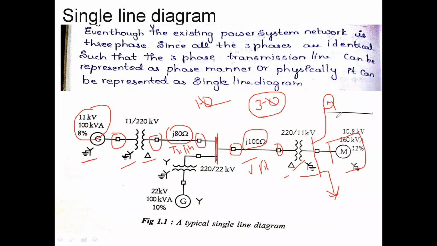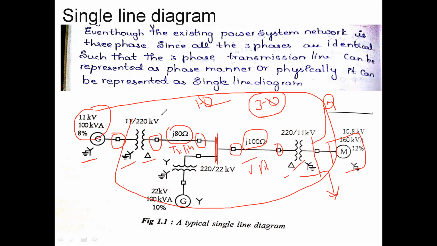Therefore this is how we draw it. In the exam they will give the single line diagram. By seeing this diagram you have to calculate the fault analysis. That means first of all you have to draw the reactance diagrams and the impedance diagrams. After drawing the reactance and impedance diagrams, you are going to calculate the Y bus and Z bus. Those we have to calculate.